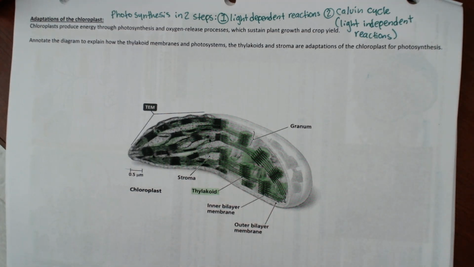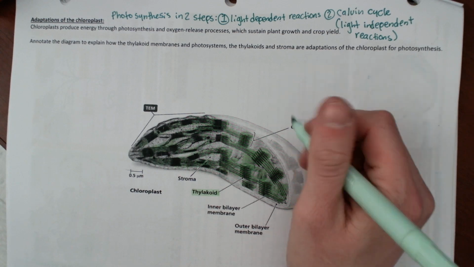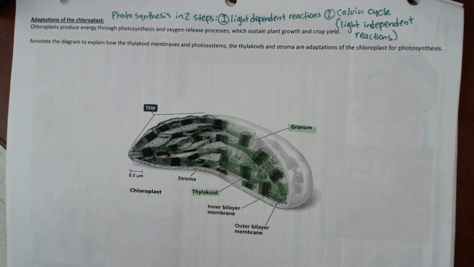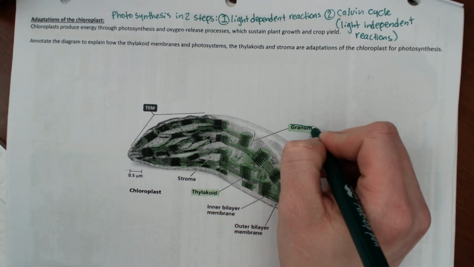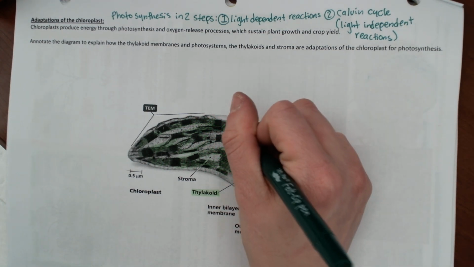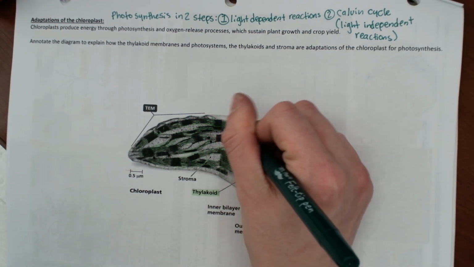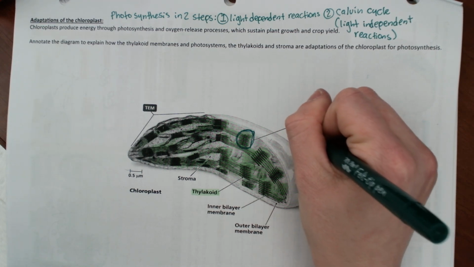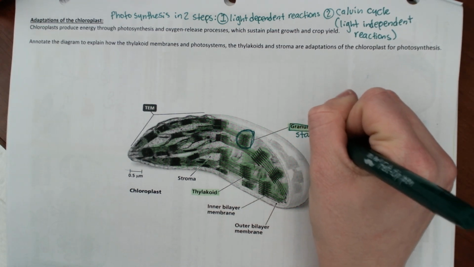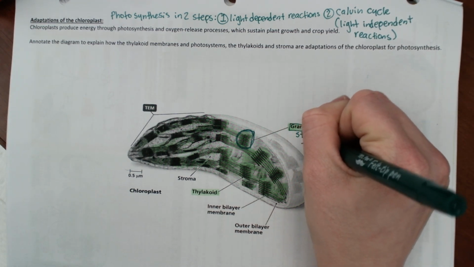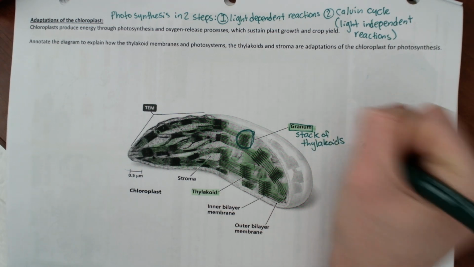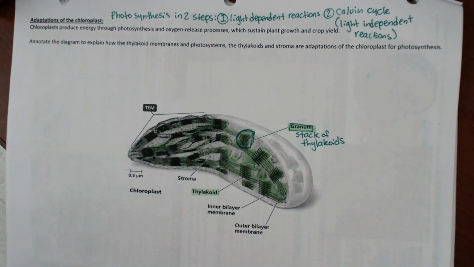And here's the thing. Your granum is also kind of your thylakoid. Your granum is just like a stack of thylakoids. So I'm just going to draw it like that. Here's one granum. Just a stack. And then we have all kinds of things about our thylakoids.